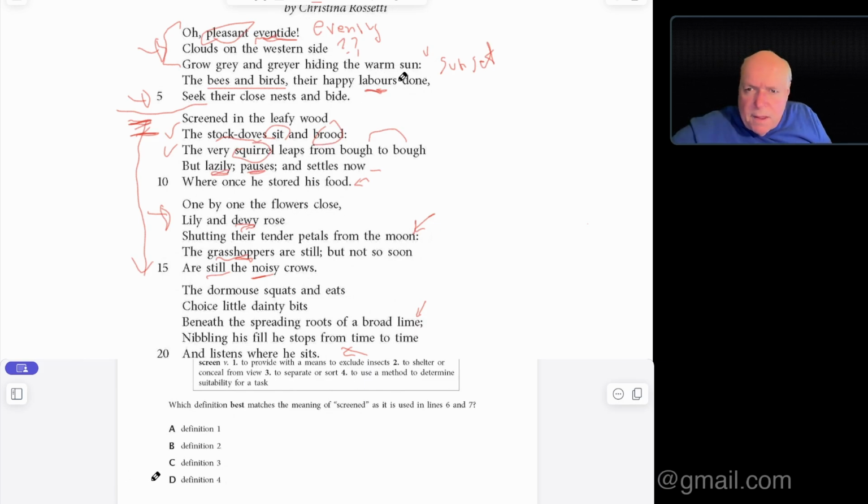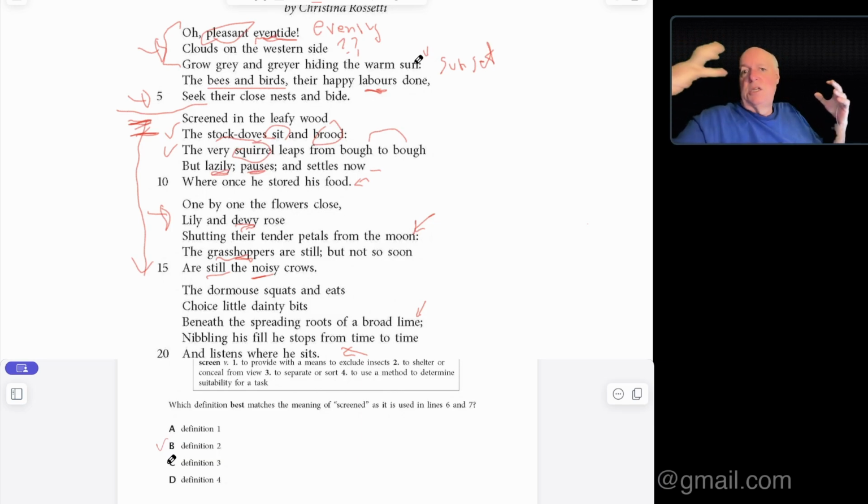So which definition matches? First, to provide with a means to exclude insects. We could argue the dove is eating bugs or something, but that's not there. Second, to shelter or conceal from view. I like that one because it's evening, and just like the deer were comfortable sleeping, the dove is going to find somewhere comfortable and protective to sleep as well. So that seems to be reasonable.